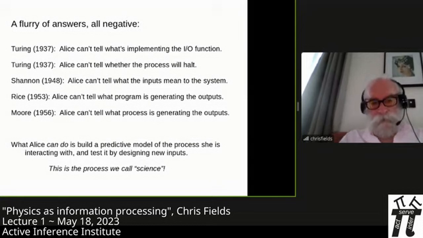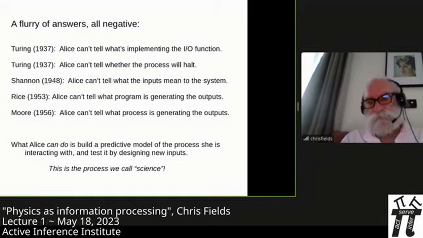But what Alice can do is build a predictive model of what generates the output she sees in response to her inputs and test it by designing new inputs. And this is, of course, as Karl Popper told us, the process that we call science. So Alice can do science even though she can't answer any of these fundamental questions.